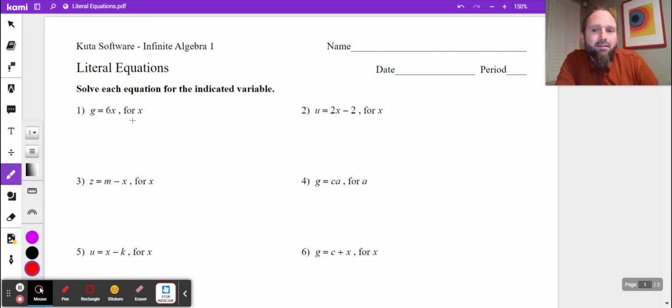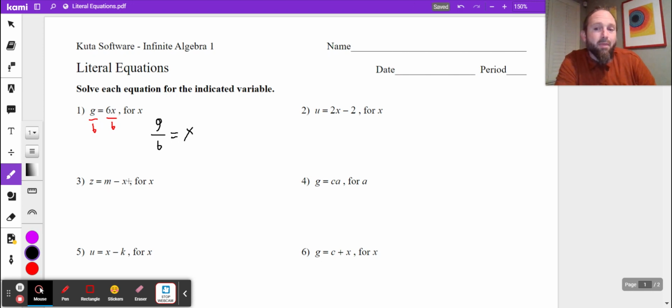So it says solve for x. Well, is x by itself? No. So we're going to get it by itself. So it's 6 times x is equal to g. Okay, what's the opposite of 6 times? It's going to be divide by 6. And so we will get g divided by 6 is equal to x. Done. Let's do another one right here.